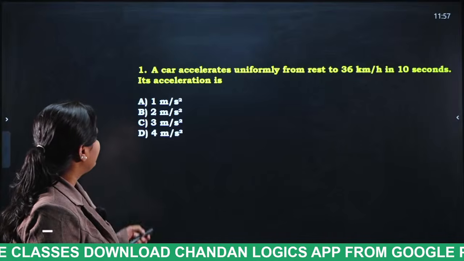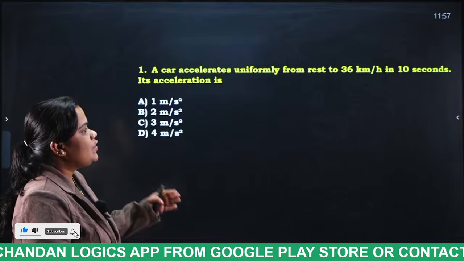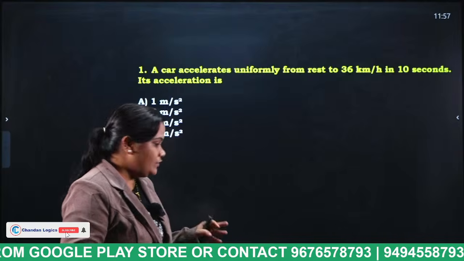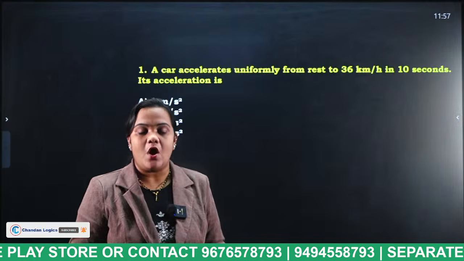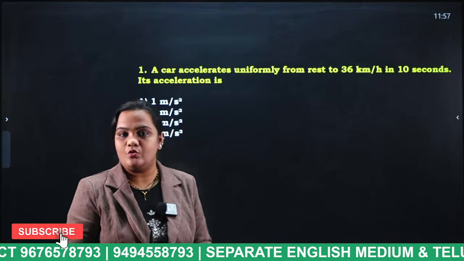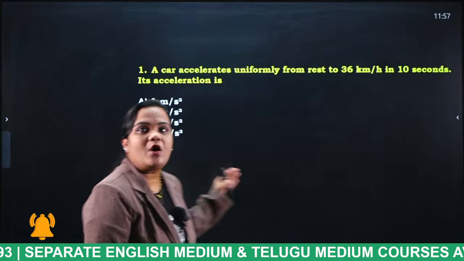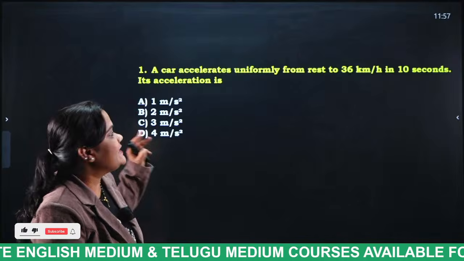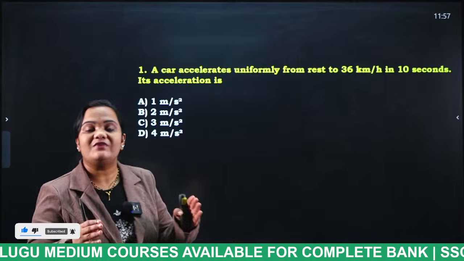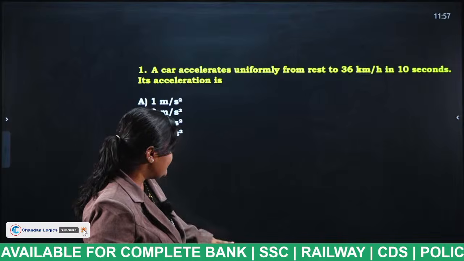First question: a car accelerates uniformly from rest to 36 kilometers per hour in 10 seconds. Its acceleration is? Before going to this, I will give you some formulas which are going to be asked in RRB Group D and SSC GD. Try to solve this problem, students. This is related to acceleration. Generally we have three velocity formulas. One is V = U + AT. Yesterday I discussed this in the RRB Group D science session.